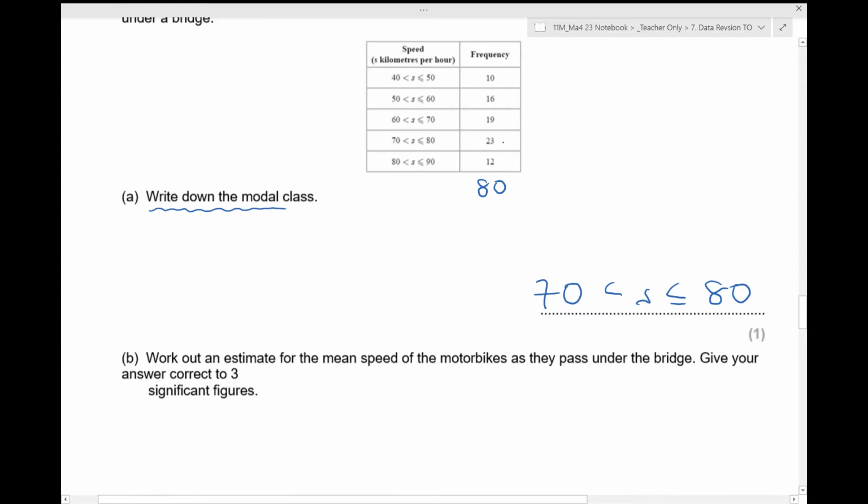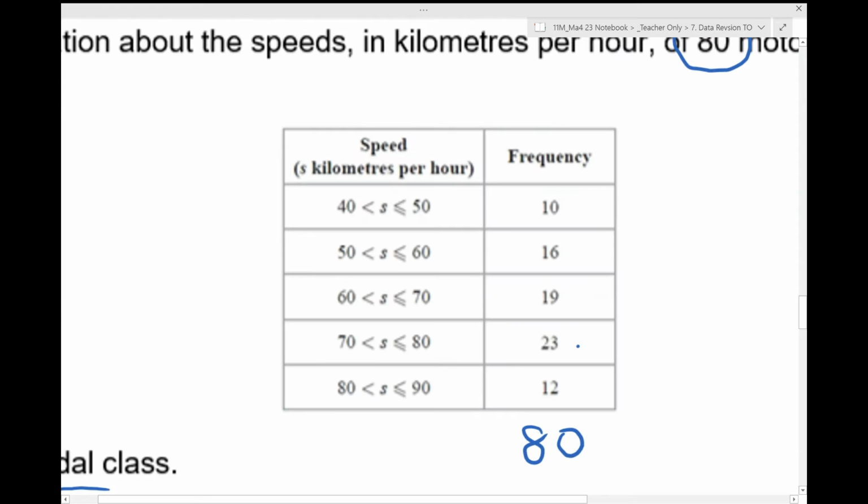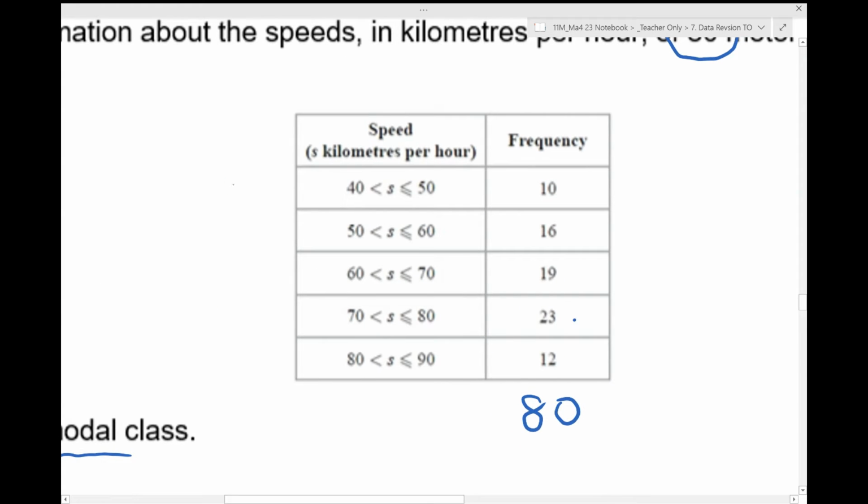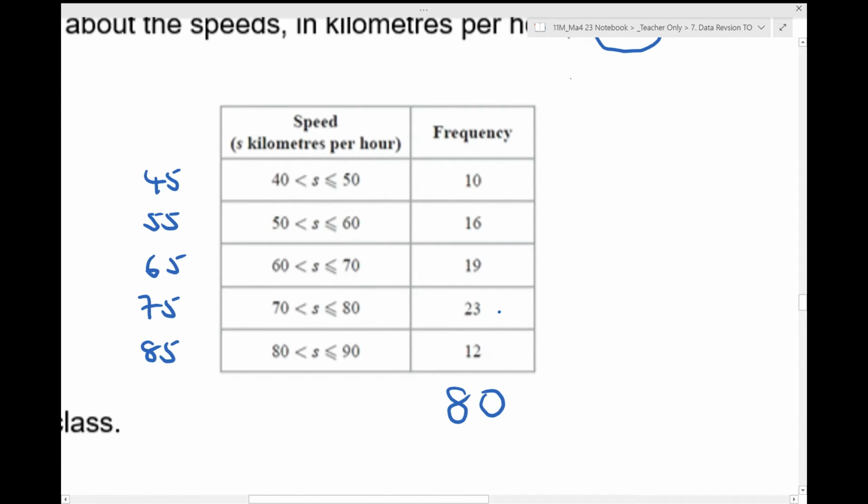Work out an estimate for the mean speed of the motorbikes as they pass under the bridge. Give your answer correct to 3 significant figures. We don't want to forget that last bit. That would be an unnecessary mark to lose. Right, midpoints. 40 and 50. 50 and 60. 60 and 70. 70 and 80. 80 and 90. Midpoints. Multiply, add, divide. Multiply.